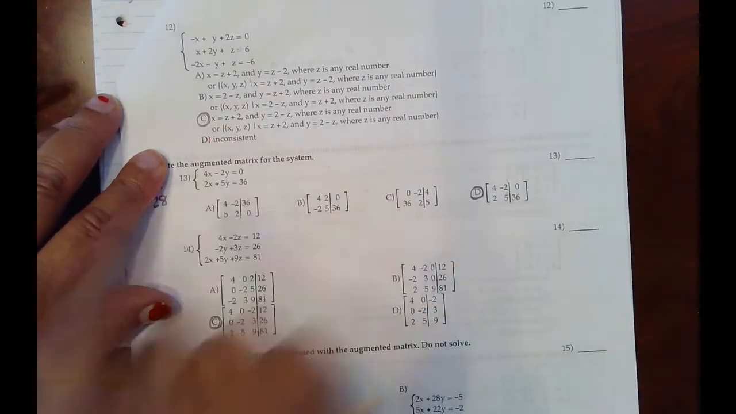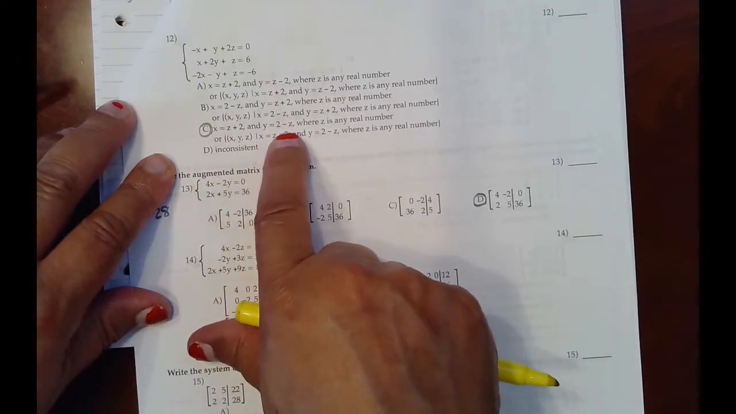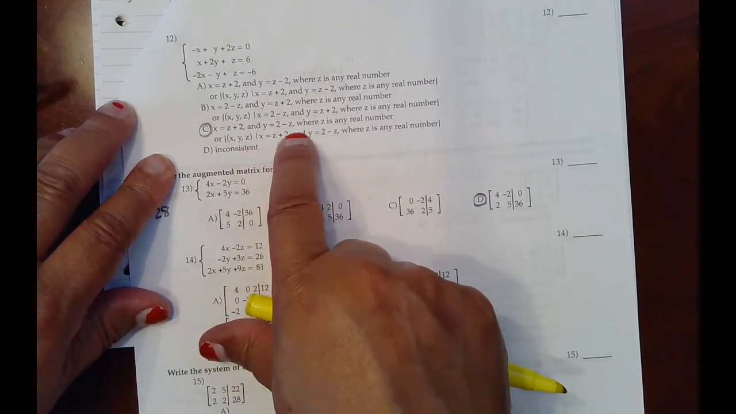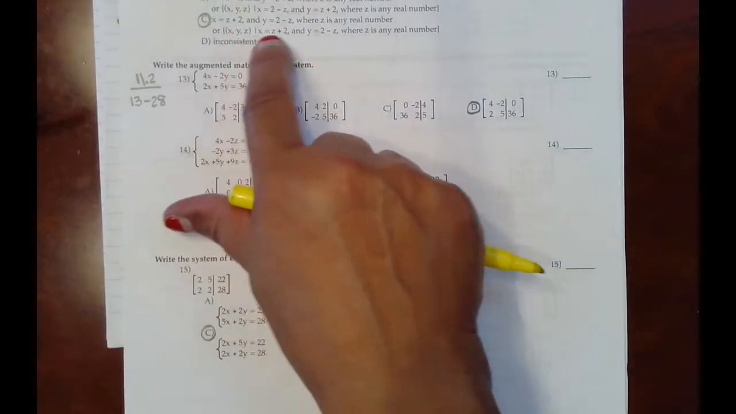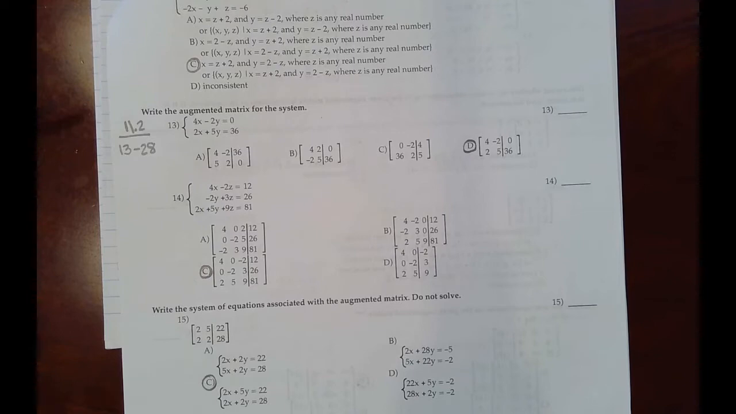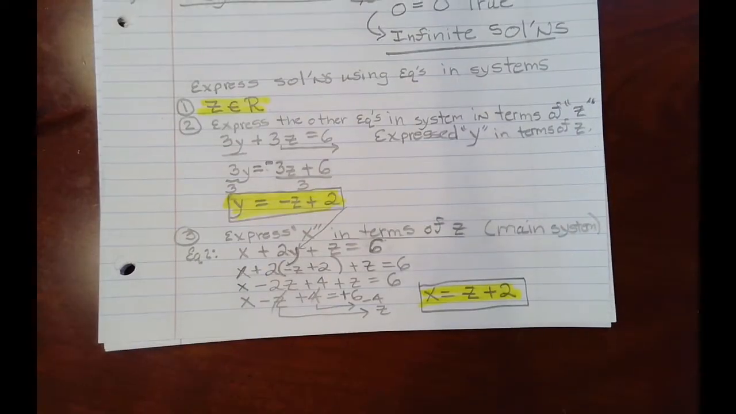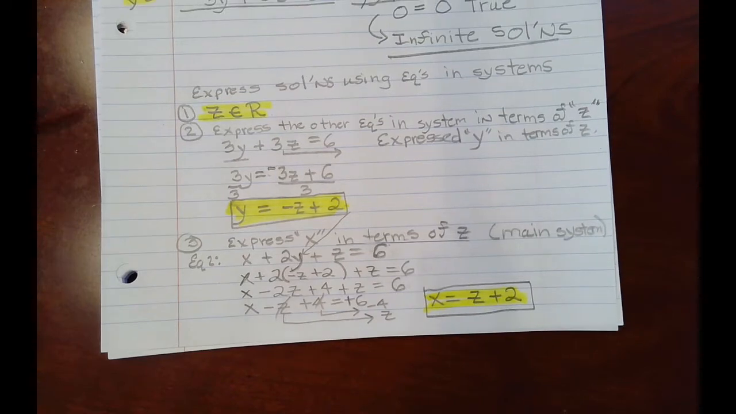x is equal to z plus 2. That's what we got. And y is equal to 2 minus z, and that's what we get, 2 minus z. And then they also said z is any real number. Okay, choice C.